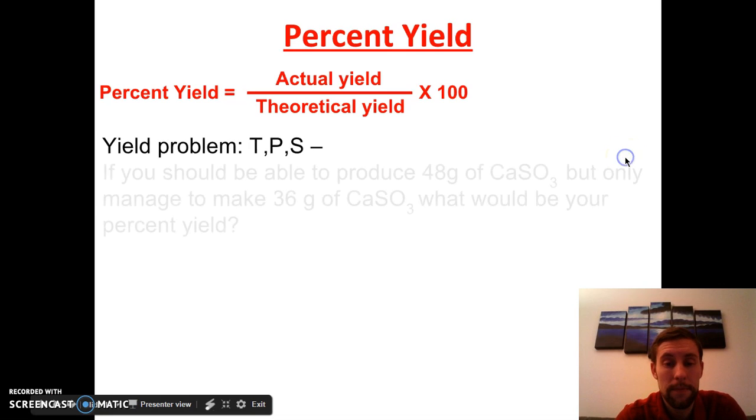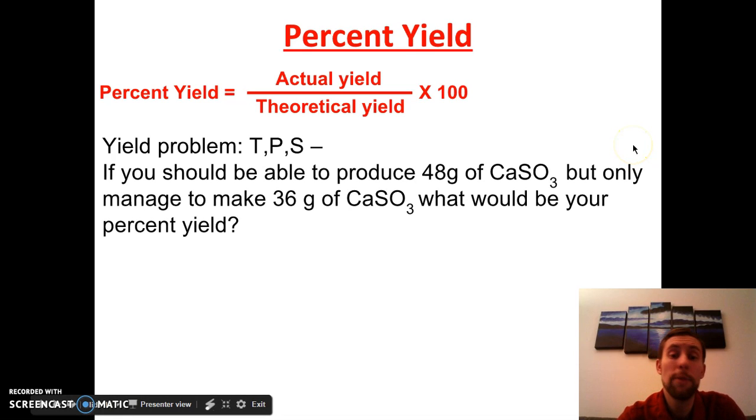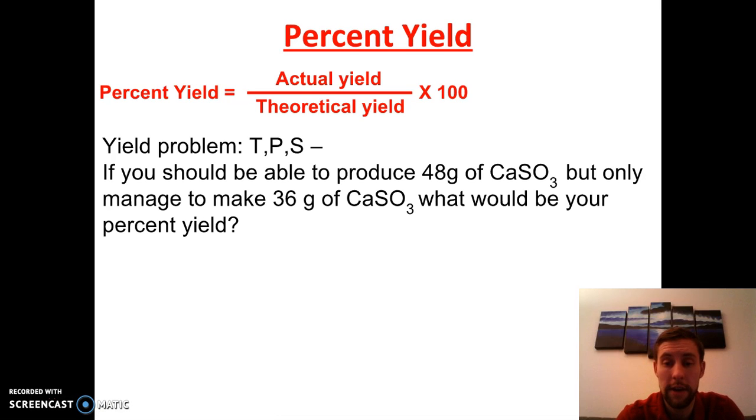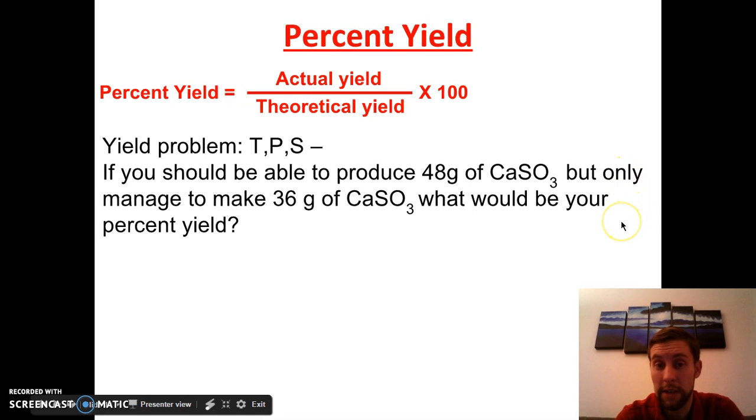Alright, so let's try one. If you should be able to produce 48 grams of calcium sulfite, but only managed to make 36 grams of calcium sulfite, what would be your percent yield? If you think this makes sense, it's easy, go for it. Go ahead and hit pause and come back. If not, I'll walk you through it.